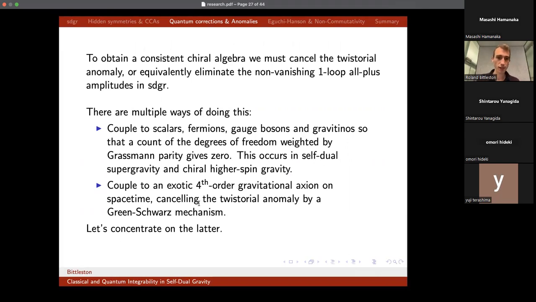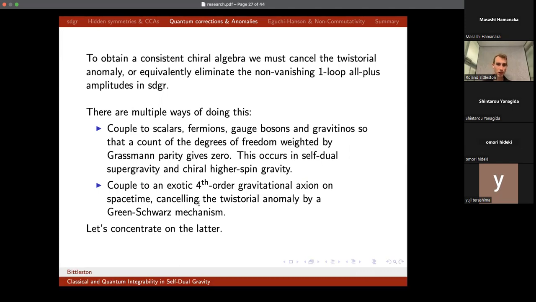There are a few different ways of doing it. One way is to couple to scalars, fermions, gauge bosons, gravitinos in such a way that if you count the degrees of freedom in the theory weighted by their parity, you get 0. So there are some obvious examples where this happens. Self-dual supergravity, there's always going to be basically the total degrees of freedom weighted by parity would be 0. Fermionic degrees of freedom equal bosonic degrees of freedom in a supersymmetric theory. It also works in a regularized sense in something called chiral high spin gravity, where you add infinitely many high spins.